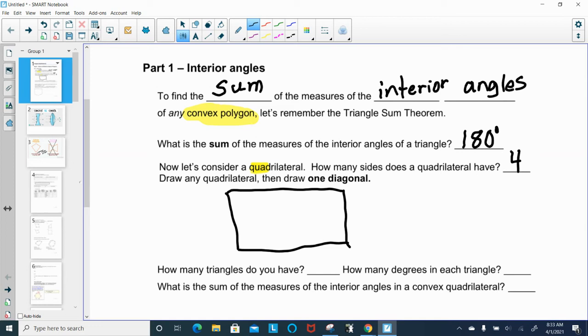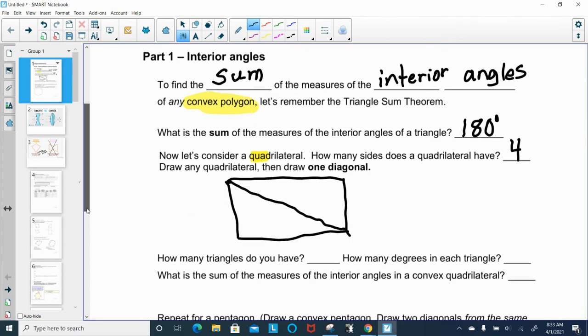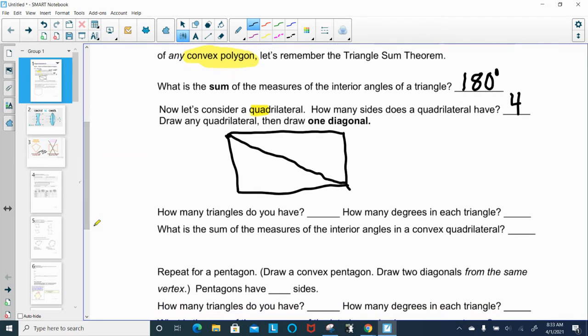So we're going to draw a diagonal. And I don't know if you guys have ever seen what a diagonal looks like, but it's going to go from the upper right to the lower left, or the upper left, like I am here, to the lower right. That's a diagonal. It runs diagonally across the shape. So my next question in the notes is, well, how many triangles did you make when you drew that diagonal? Well, I see a triangle here. I'm going to call this triangle number 1. And I see a triangle here. I'll call that triangle number 2. So we have 2 triangles.